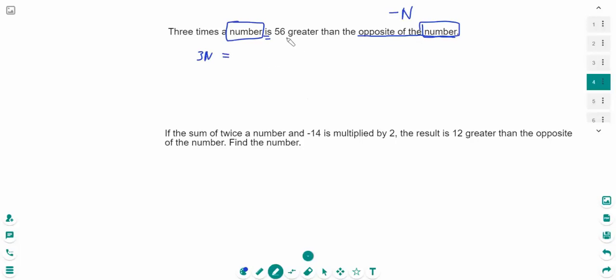And we're saying 56 greater than the opposite of the number. So again, 56 greater would indicate that we are adding 56 to something, and we're adding it in this case to the opposite of the number. So we have a negative n plus a 56, right? Now we have to do a little problem solving here, equation solving, and we can't simplify either side, but we can bring all of our n's over to one side.